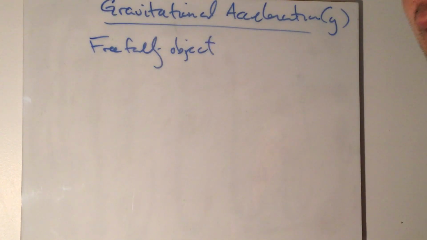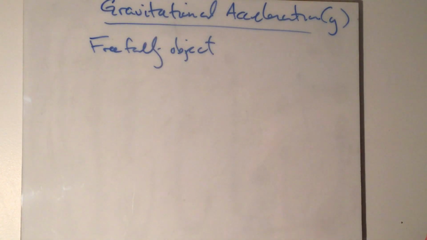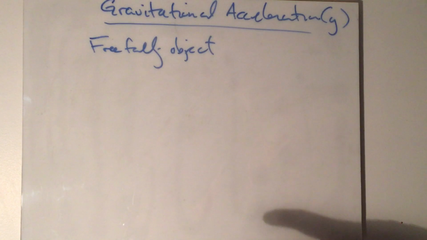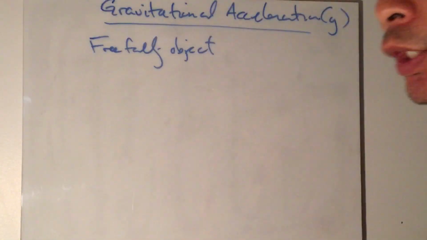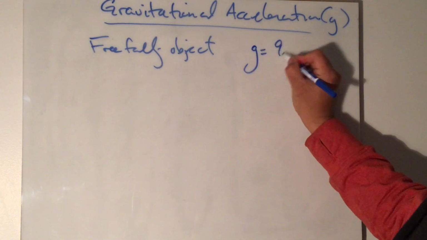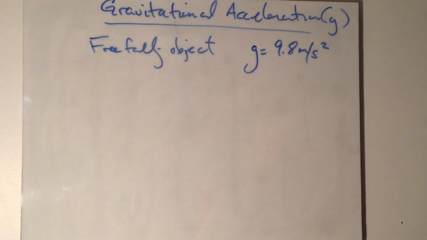We know that if an object is in free fall, it speeds up the longer it's in free fall because the Earth has a big mass and it is drawing it. It is causing a force vector upon that falling object towards the Earth. Now we know that g is equal to 9.8 meters per second squared.